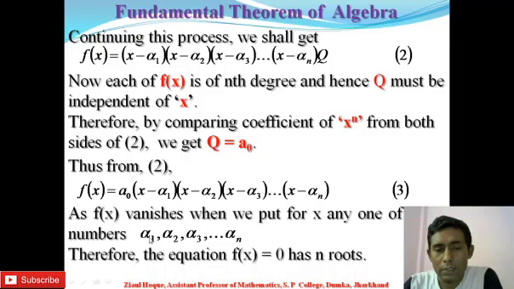Here f(x) vanishes at alpha 1, alpha 2, alpha 3, alpha n, because if we put x is equal to alpha 1, then this quantity will be 0 and automatically the whole quantity becomes 0. Therefore, f(x) is equal to 0. So, f(x) vanishes at alpha 1. Similarly, f of alpha 2 is equal to 0, f of alpha 3 is equal to 0 and f of alpha n is equal to 0. Therefore, the equation f(x) is equal to 0 has n roots.